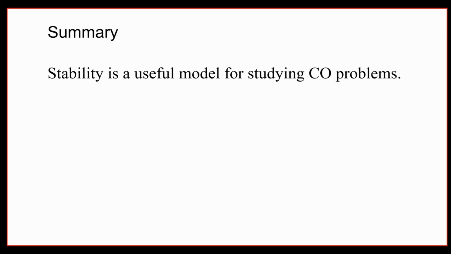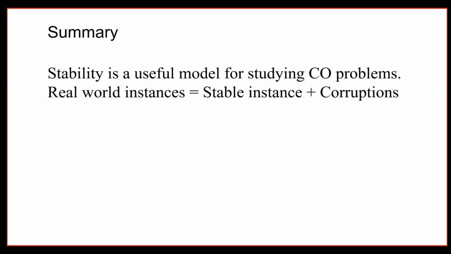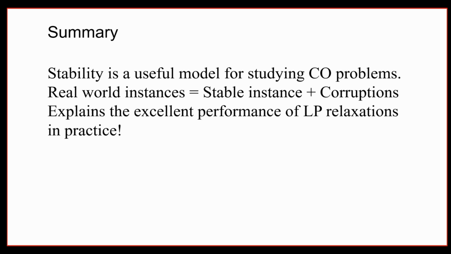And to summarize, what we showed is that stability is a useful model for studying combinatorial optimization problems. And for certain instances, real-world instances can be modeled as stable instances with some corrections or noise. And this explains the excellent performance of linear program relaxations in practice. So this ends the first part on the ferromagnetic Potts models. If you have any questions, feel free to ask.